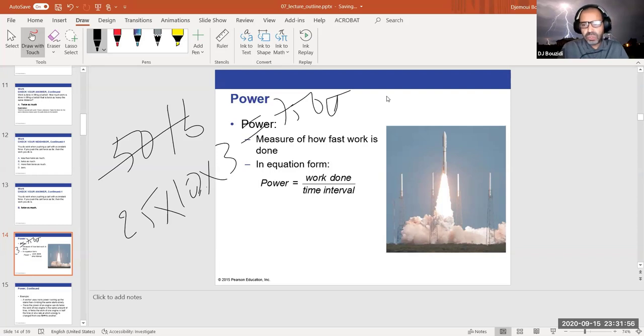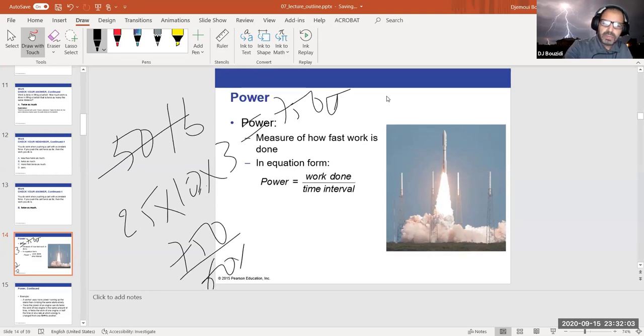If it takes me an hour to do the work, it's 750 divided by 60 minutes times 60 seconds. 750 divided by 3600. Can anybody do the math quickly for us? Yeah, 0.2 watts. The unit for power is the watt.